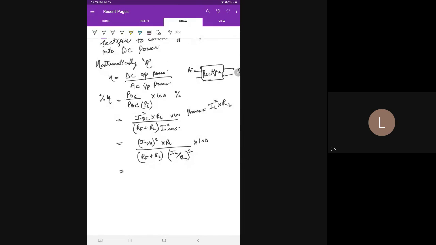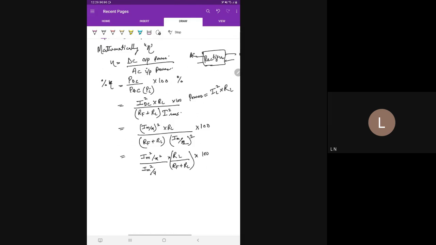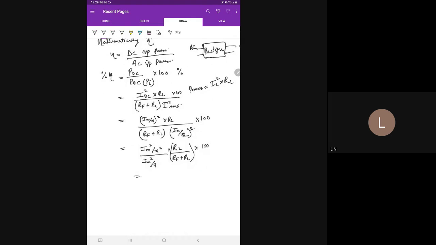And this will be then Im square by pi square divided by Im square by 4 into RL divided by Rf plus RL into 100, and that will be equal to 400 divided by pi square into RL divided by Rf plus RL percents. Okay, so this efficiency is in percents.